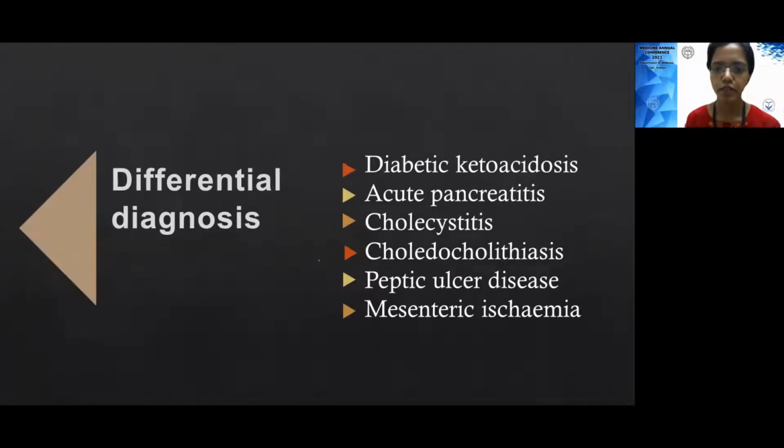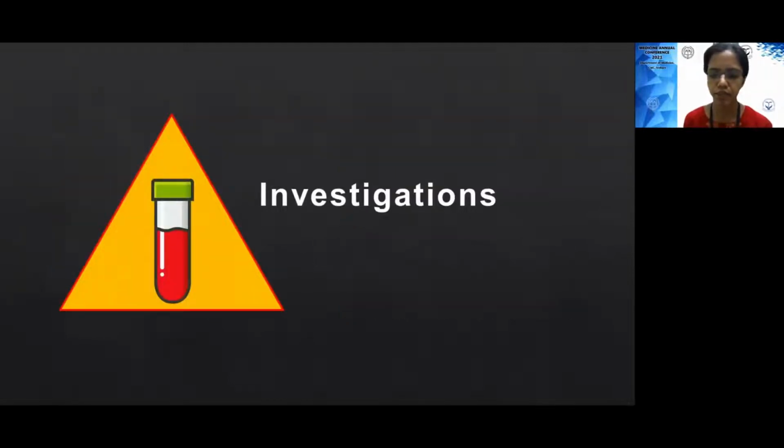Because she had presented with an acute history of vomiting and epigastric pain, and she is a young diabetic, the first differential we considered was diabetic ketoacidosis. Other differentials were acute pancreatitis, cholecystitis, choledocholithiasis, and less likely peptic ulcer disease or mesenteric ischemia. We went ahead with investigations.